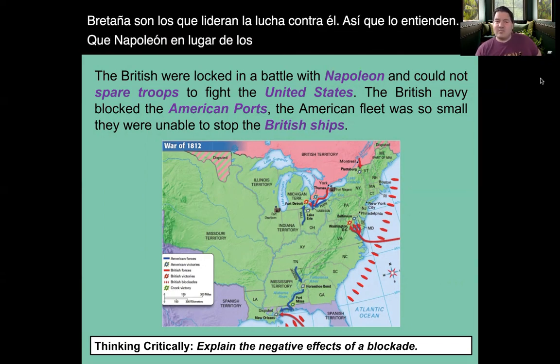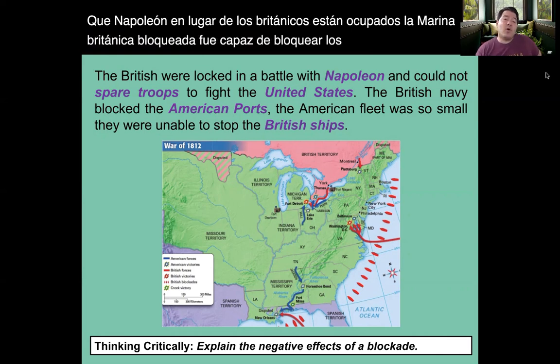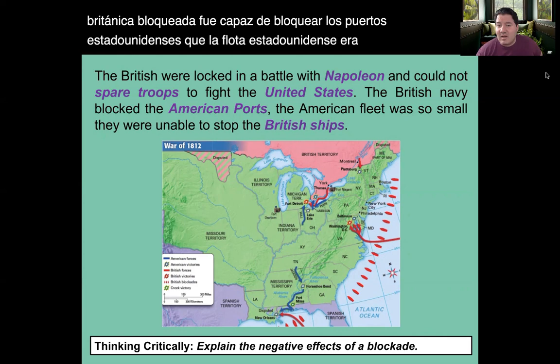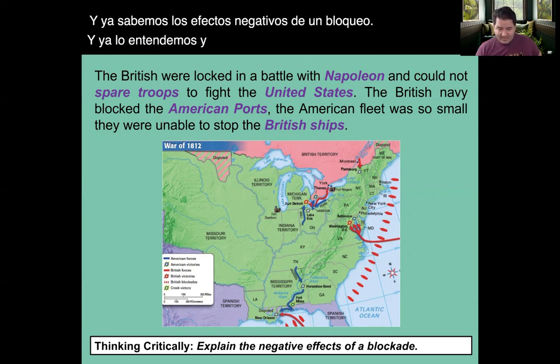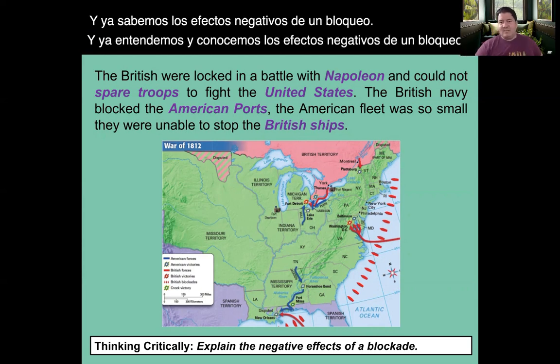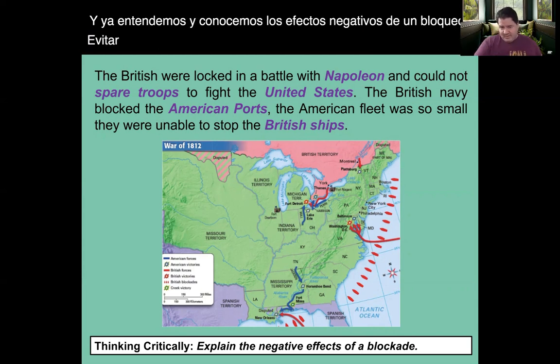The British Navy were able to block American ports. The American fleet was so small that they were unable to stop the British ships. And we already understand and know the negative effects of a blockade, preventing the importing and exporting of goods and people as well.